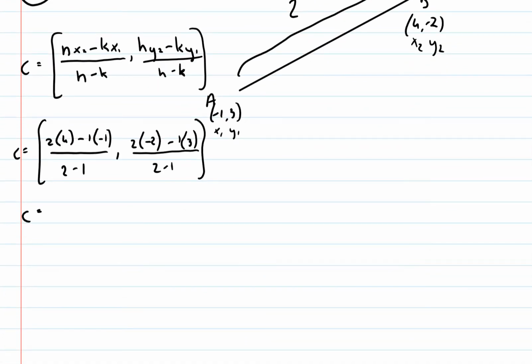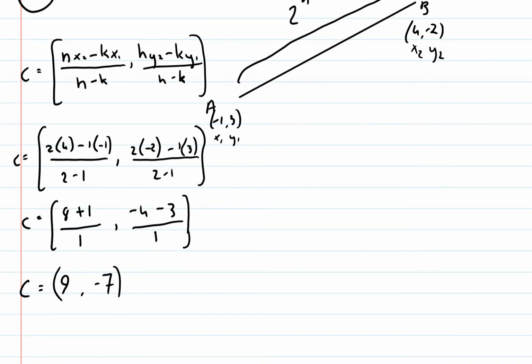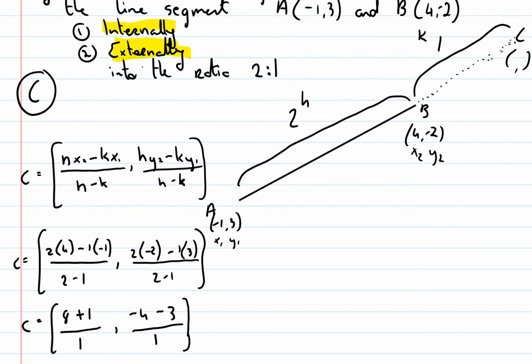Simplifying this, we'll get 8 plus 1, because minus 1 multiplied by minus 1 is just 1, all over 1, and -4 minus 3, all over 1. C equals then 9 over 1 is 9, and minus 7 over 1 is minus 7. So there we go. Okay. So what that is saying is this point here is (9, -7).